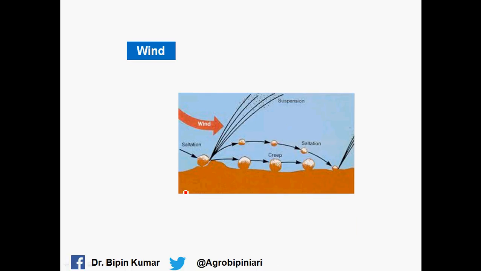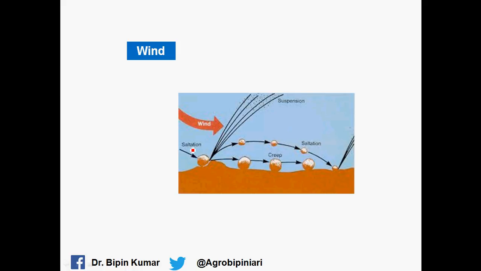Other is the wind. We know that wind is one of the most important processes for weathering in arid areas where the moisture is very less. So when the wind attacks the rocks or even the soil, it will behave differently, and that will cause corrosive action there.